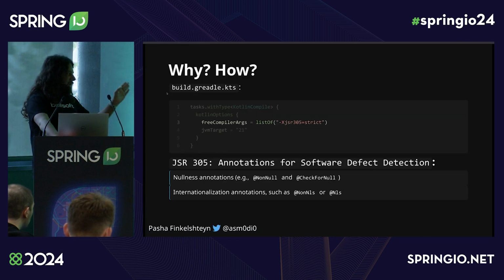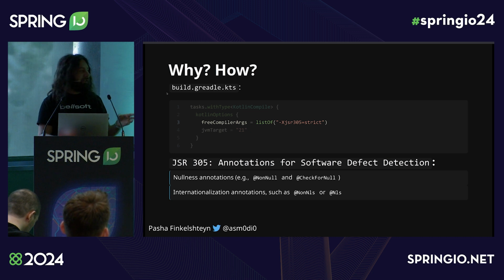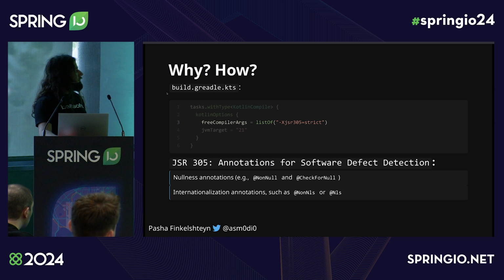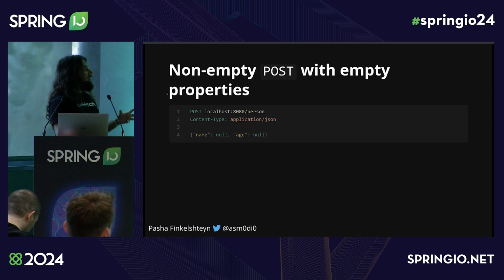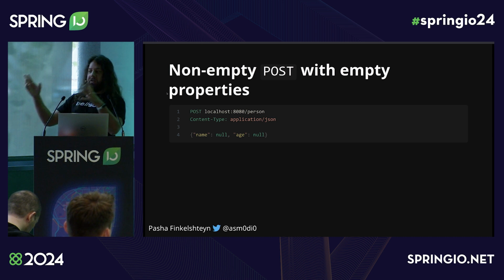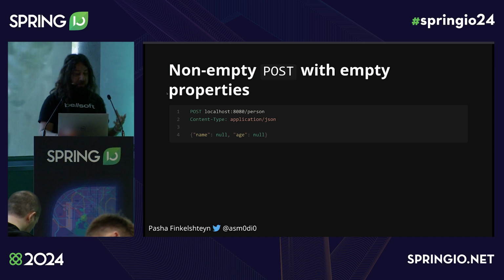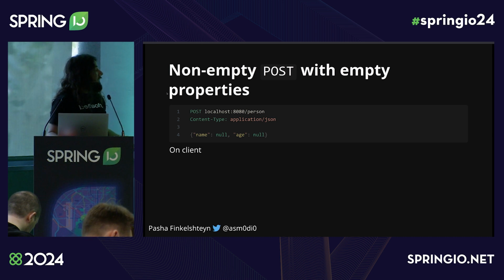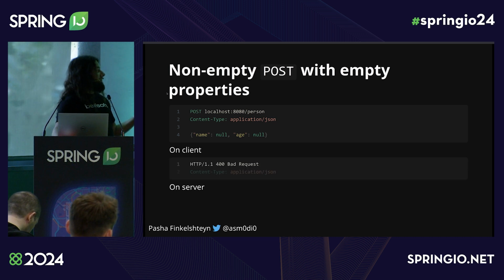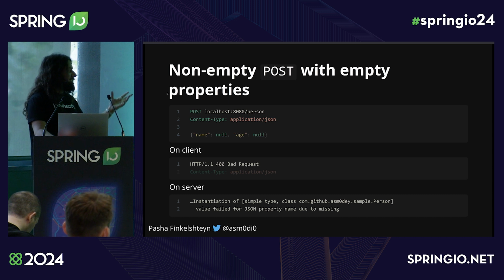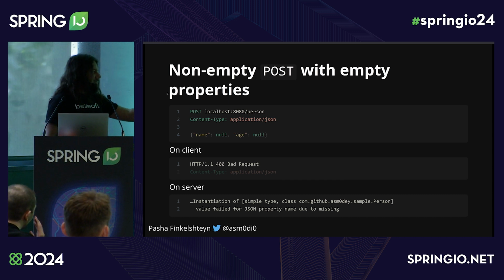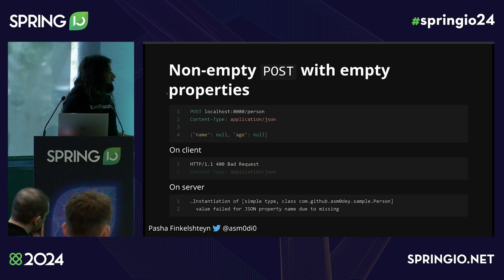Also, there are all kinds of different annotations, localization, and so on. Okay. Now let's test. Let's pass a real person, like a real object, with name null and age null. And we still get our 400 bad request, which is a good thing. And on the server, we can see this error, which tells us that name is missing.